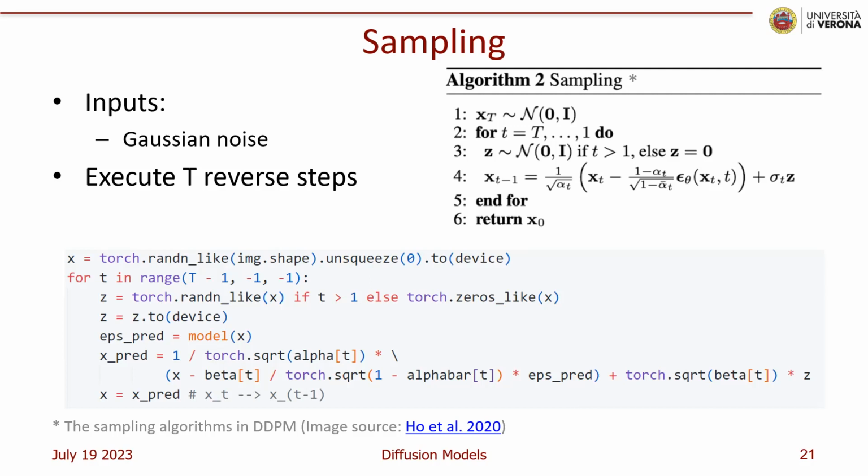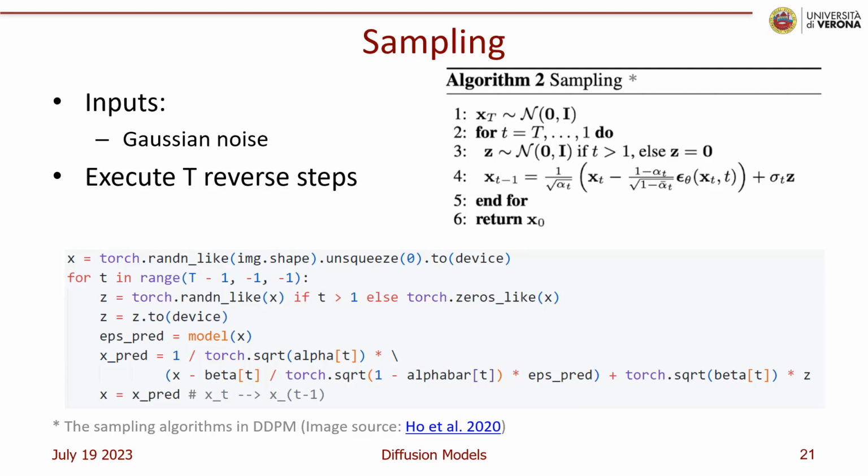We predict the noise that was added at that step. So we can see model epsilon predicted is equal to the model prediction given X as input, which is this step here. And then what we do is X predicted, so this X T minus 1, is equal to 1 over the square root of alpha T, which is the thing here and the thing here, multiplied by X T minus beta T over the square root of 1 minus alpha bar T.